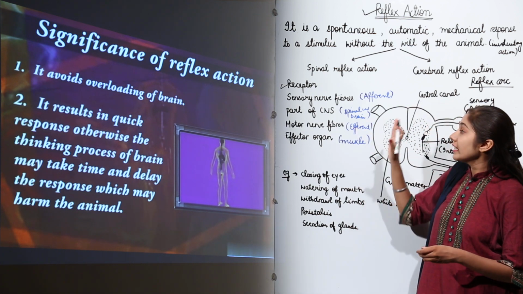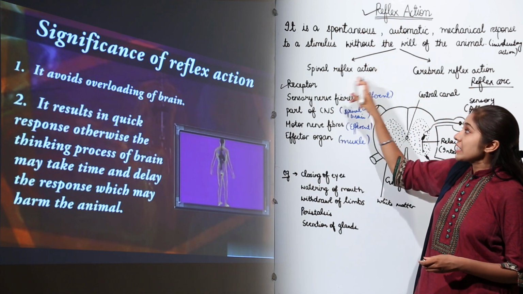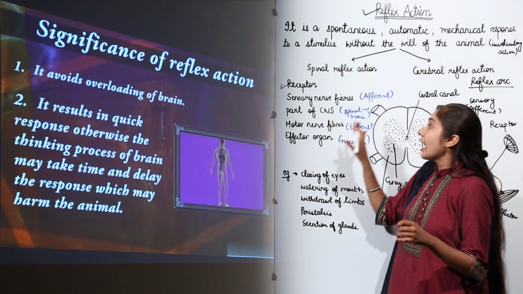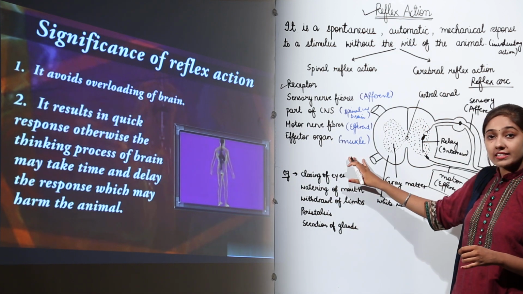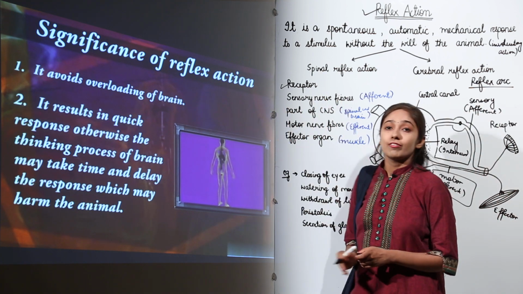So I hope that till now it is very clear to you what a reflex action is, the 2 types of reflex actions, and these 5 things that are important for the reflex action to take place, examples of reflex action also, and the significance of reflex action also.